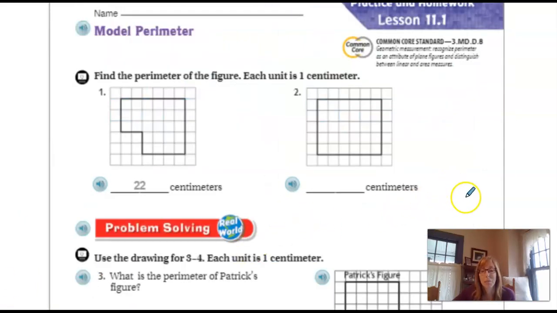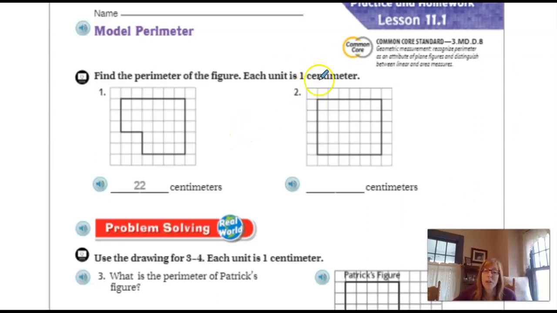All right, we're going to keep moving along. This is your practice and your homework. This is what you're going to do on your own. You're going to pause the video and then you're going to come back and I'm going to give you your answers. Okay, so pause the video. All right.